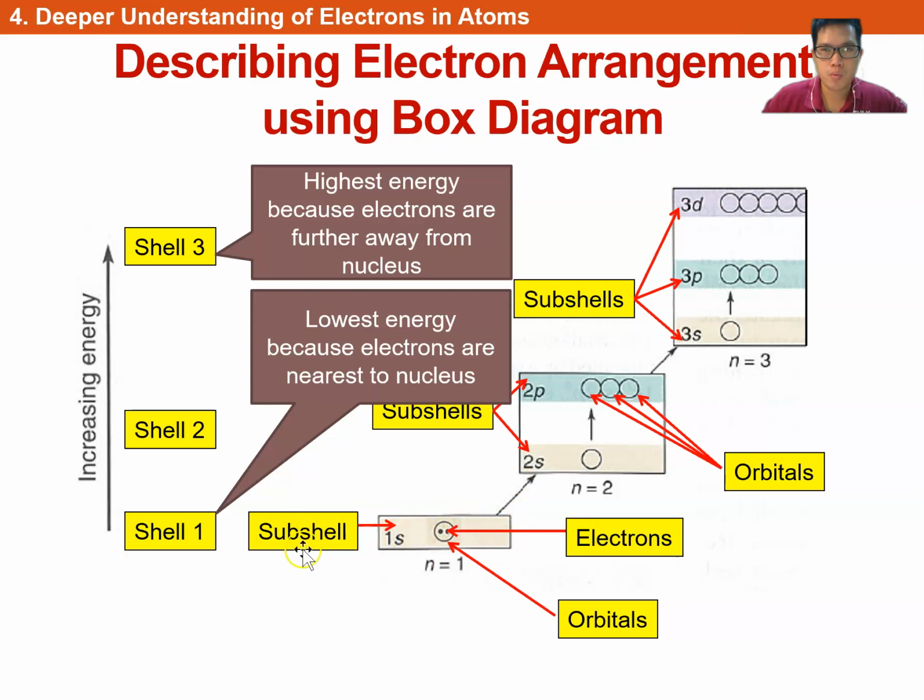So shell number 1, shell number 2, shell number 3. Shell number 1 has 1 subshell, this is fixed already. Shell number 2 has 2 subshells, we name them 2s and 2p. Shell number 3 has 3 subshells, 3s, 3p, and 3d. It's also fixed that the s subshell always has 1 orbital, the p has 3 orbitals, and the d has 5 orbitals. And each orbital can occupy a maximum of 2 electrons.